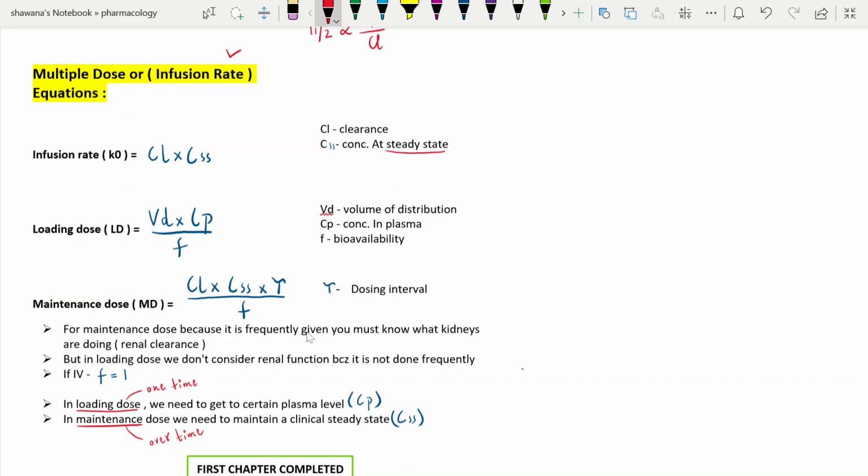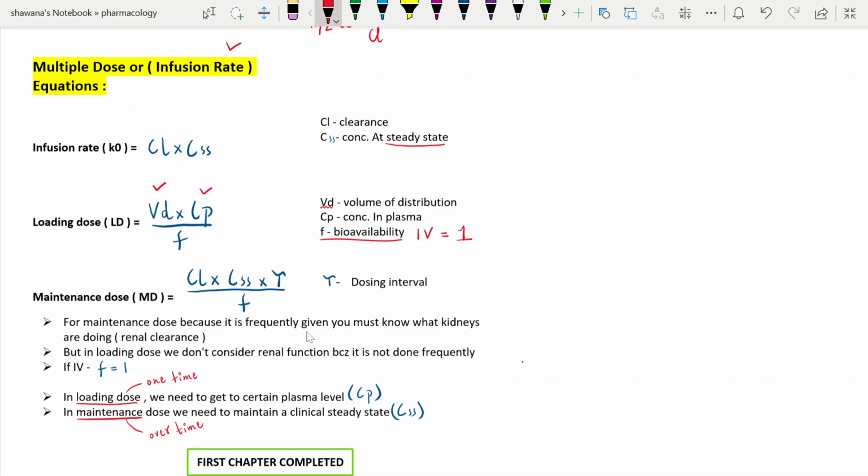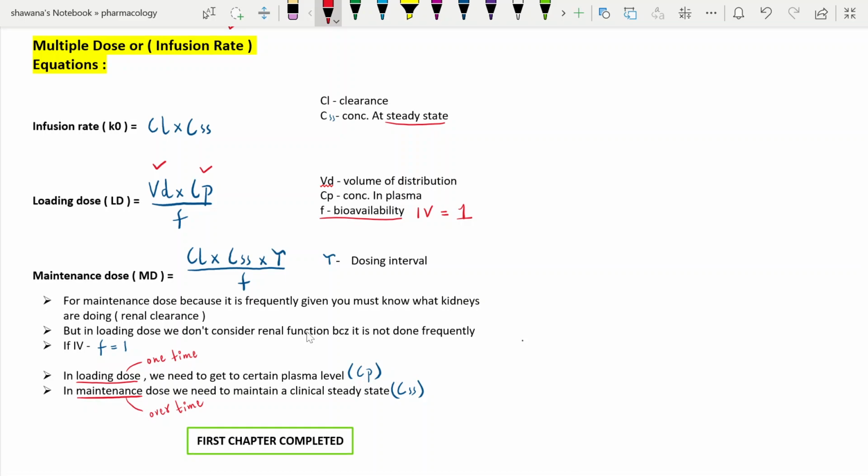The formula is the volume of distribution multiplied by the concentration of the drug in the plasma, divided by the bioavailability. If the drug is administered intravenously, the bioavailability would be 1, because intravenously there is a bypass of first pass metabolism. Loading dose is Vd multiplied by Cp divided by F.